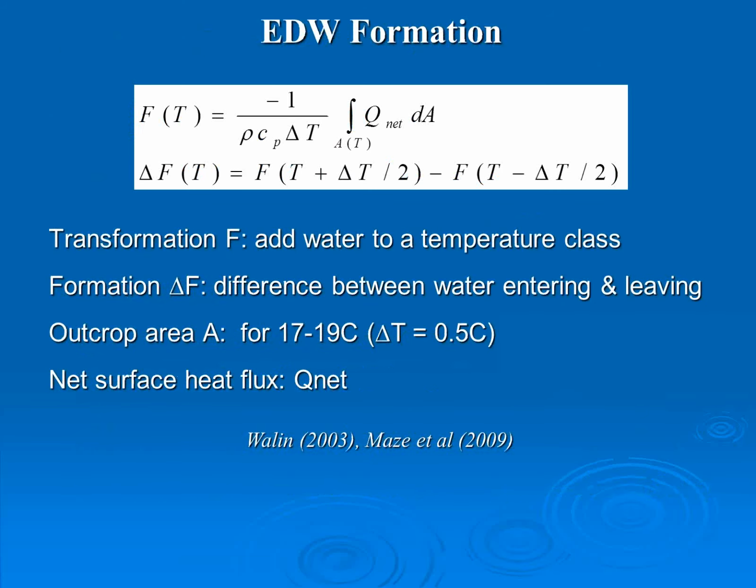So as I mentioned, the formation can be computed directly from the LHF flux and temperature. The formation is basically the difference between water entering and leaving the 18-degree water temperature class. The water entering the temperature class basically has a transformation indicated on the top, computed from LHF flux and temperature in this area of the temperature class.